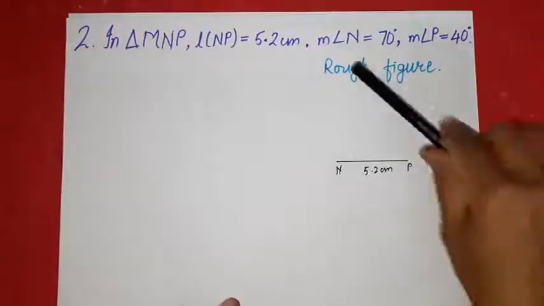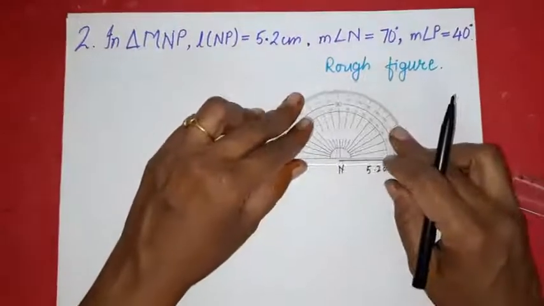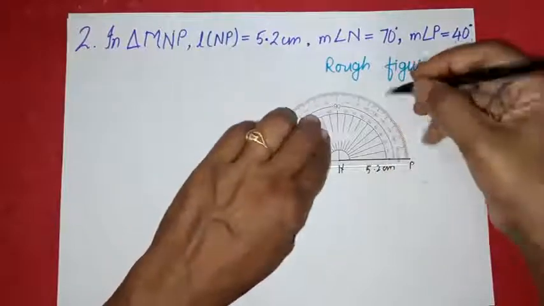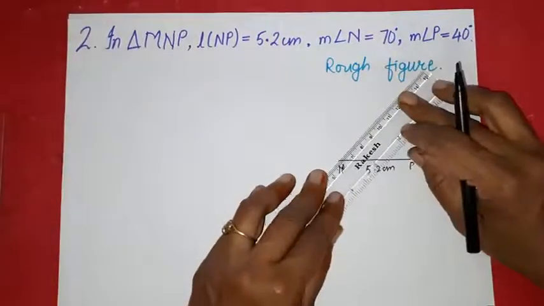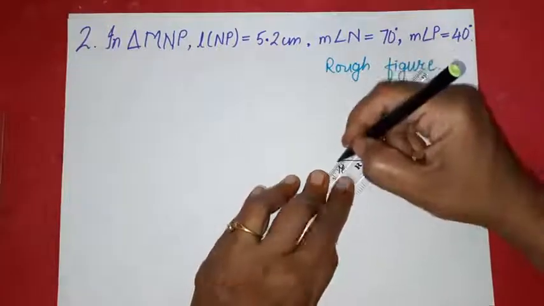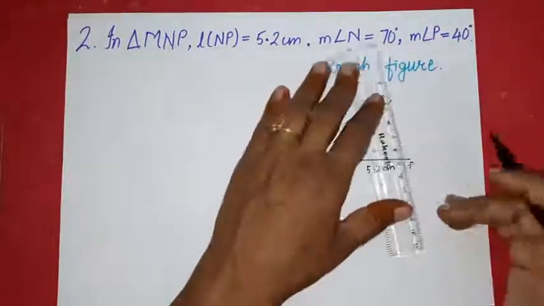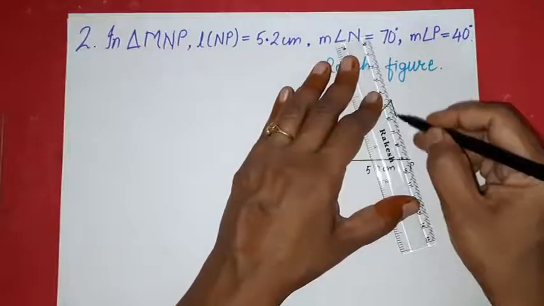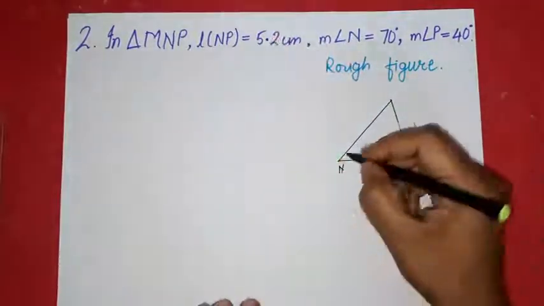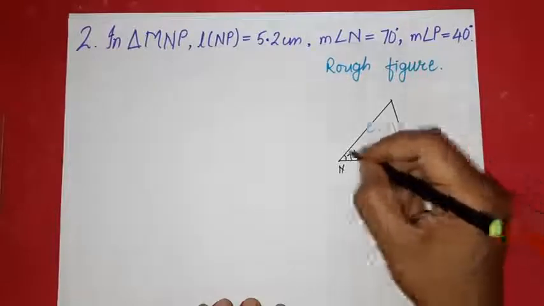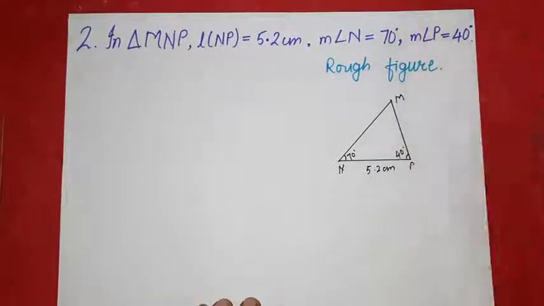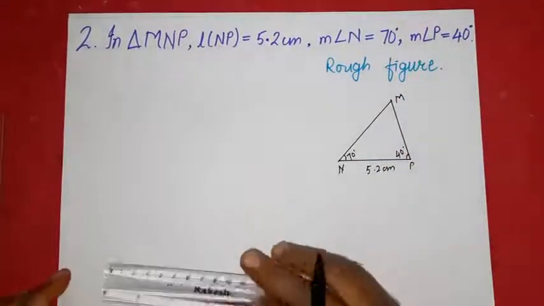Now here angle N is 70 degree. So we will try to show acute angle here. Here as we are drawing the rough figure, we will not take the exact measurement, but here we will try to show rough diagram. And here angle P is of 40 degree. So we will try to show 40 degree here. Write the measures here 70 degree and 40 degree. Now here this vertex is M. Now we will start with the actual measurement.